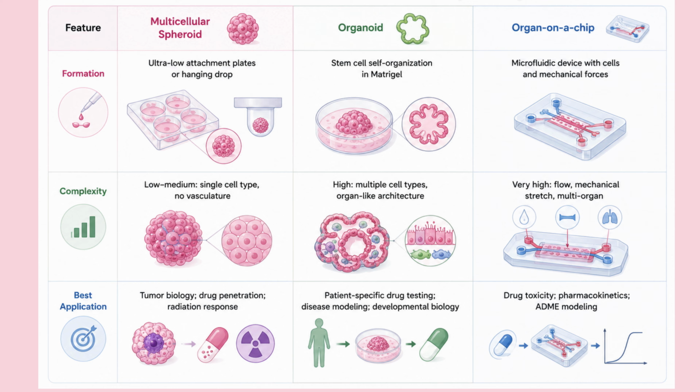In simple terms, spheroids model basic 3-dimensional tumors, organoids recreate miniature organs, and organ-on-a-chip systems simulate how real human organs function inside the body. The more complex the model, the closer it is to human physiology.